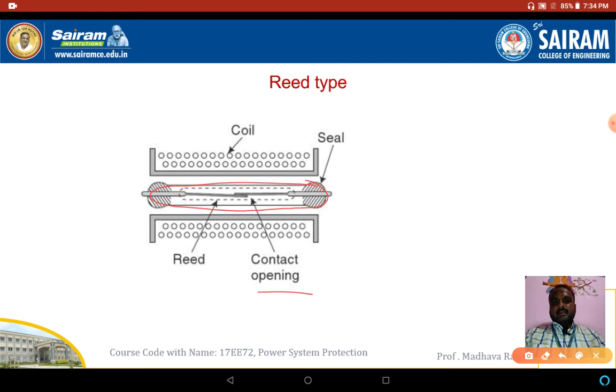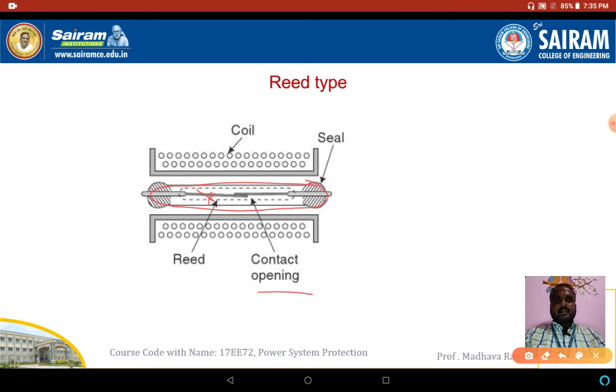When the coil is energized, a magnetic field is produced, which acts on the reed. This is the reed. Next, reed relays are very reliable and maintenance is very low.